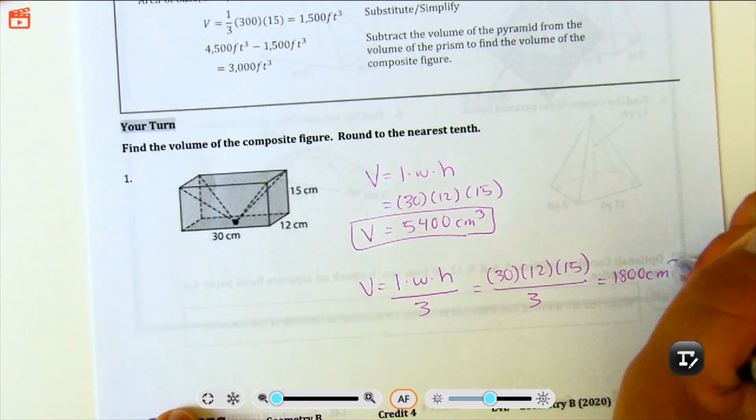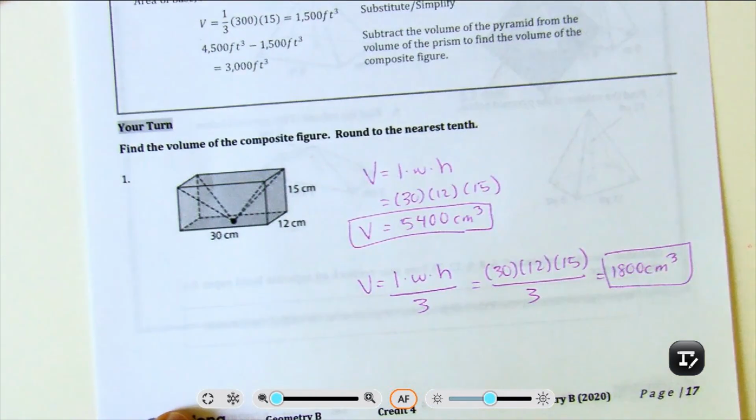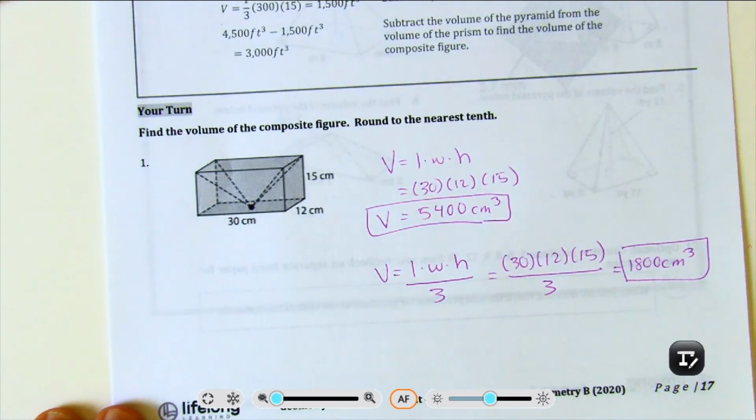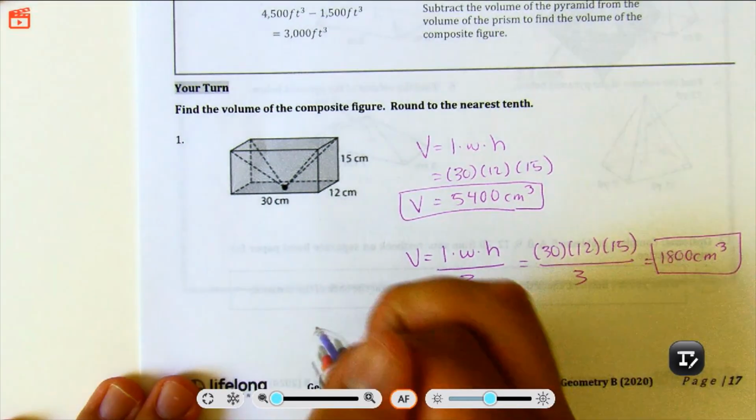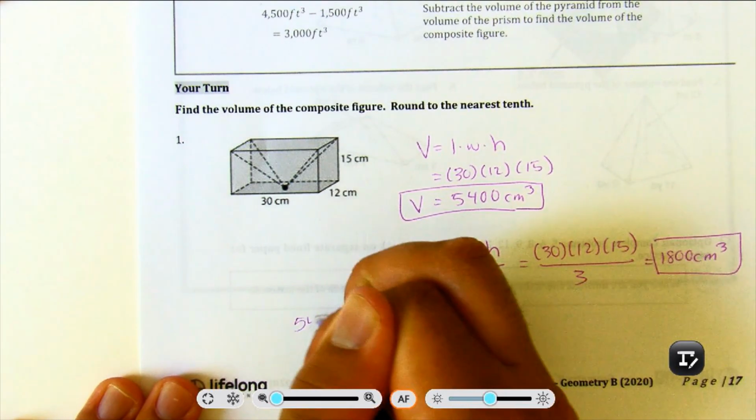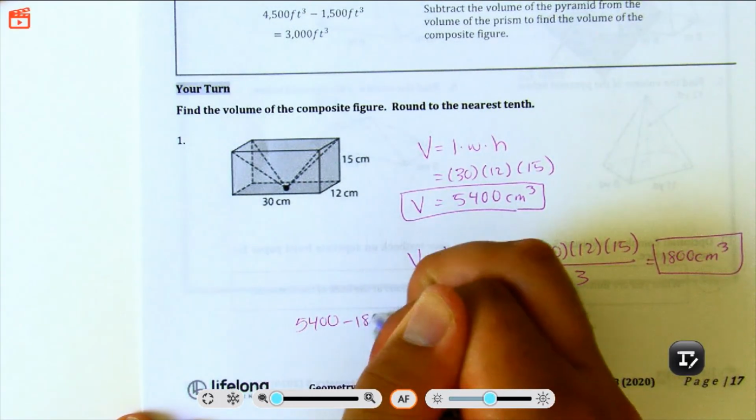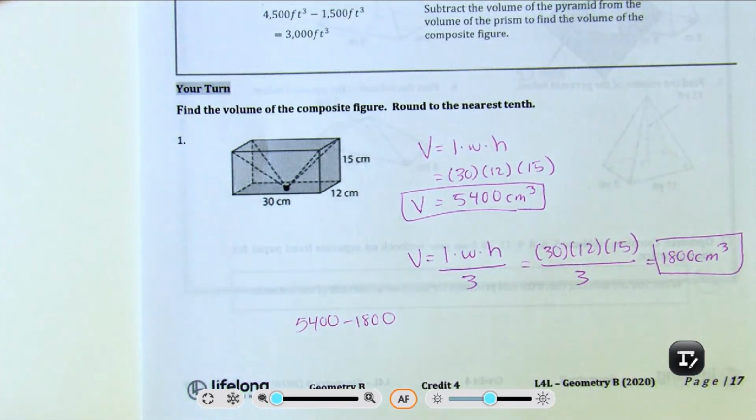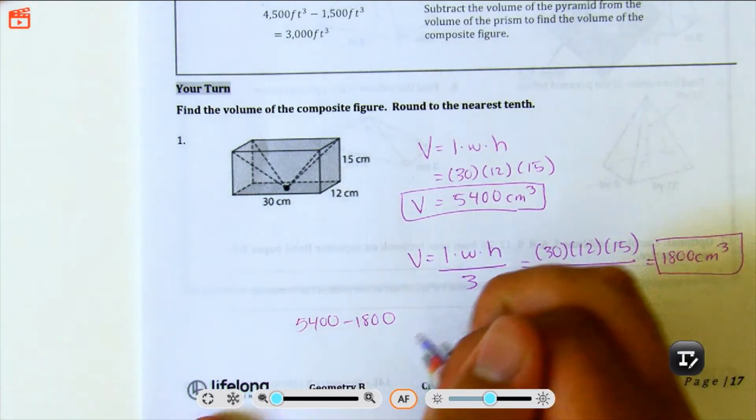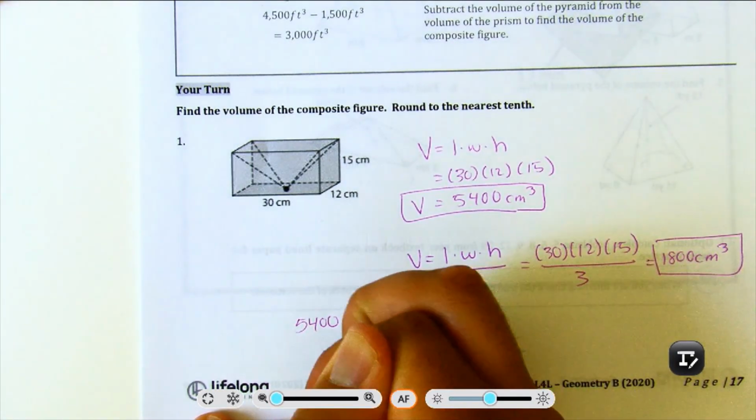So then what we do is we subtract now 5,400 minus 1,800 is 3,600 centimeters cubed.